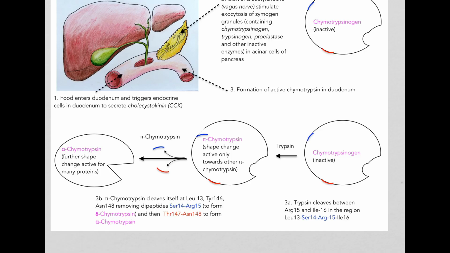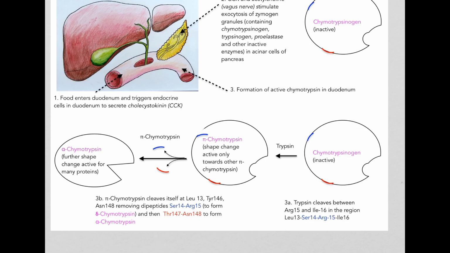Now once the zymogen chymotrypsinogen is in the small intestine, then another proteolytic enzyme called trypsin will break this peptide bond here between arginine 15 and isoleucine 16.